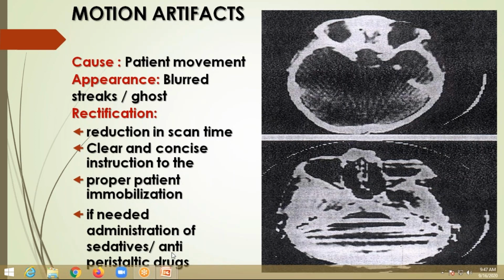After giving those sedatives and antiparalytic drugs, the patient will not move. Then we will take the scan. Okay. This is how we will reduce motion artifacts.